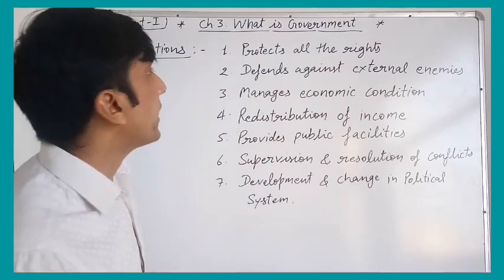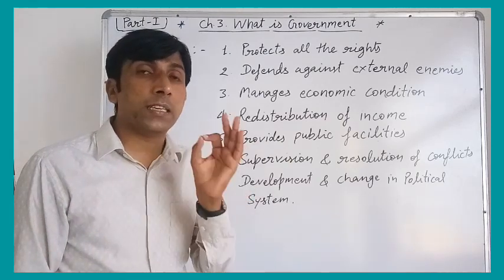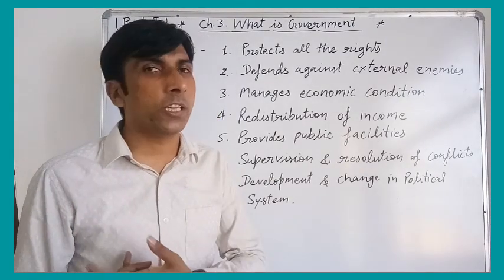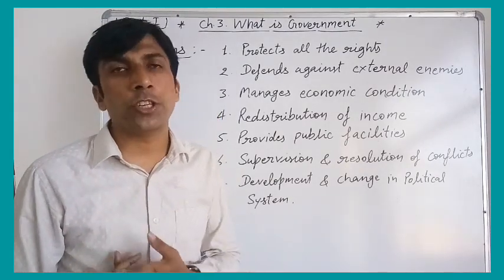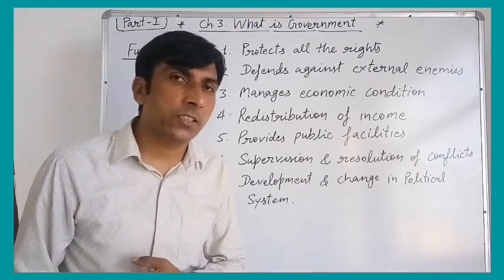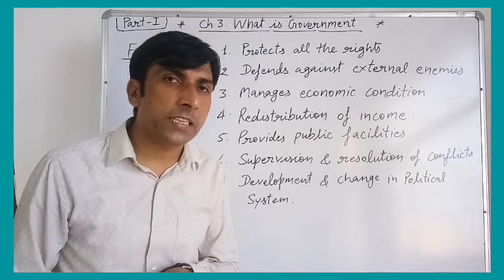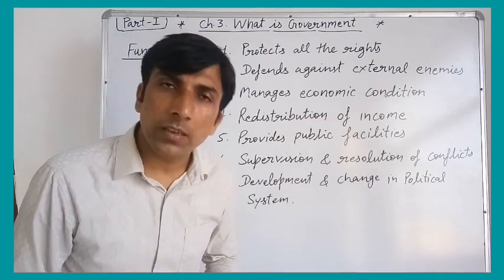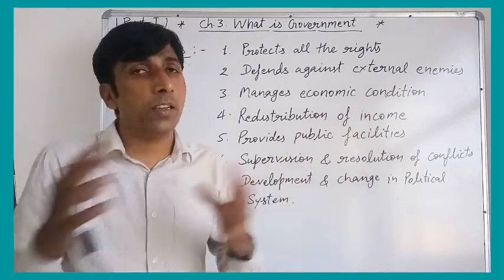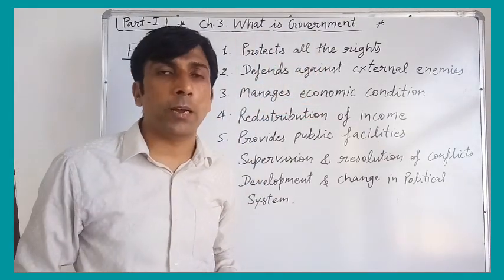Function number 1, protects all the rights of the citizens. Government always protects the rights of the citizens, whether these are the social rights in the society, where all the citizens should be equal and no discrimination should be there. Political rights, government also protects the political rights of the citizens. They can fight elections, they can criticize the government, they can make political parties, right? Or economic rights, all the citizens also have economic rights, which are protected by the government. So in this way, all the rights of the citizens are protected by the government.